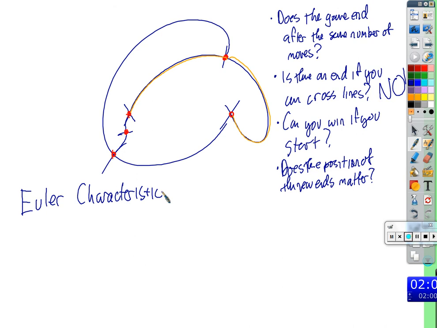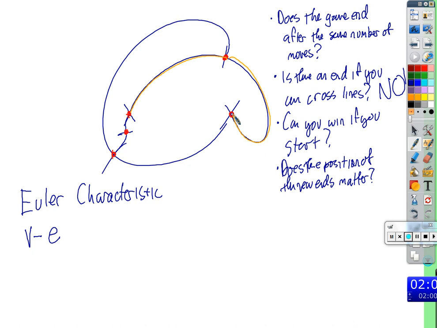What do we call these things? Remember? Vertices. So the number of vertices minus the number of edges, like these are edges. Okay, so the number of vertices in this halfway finished game, or whatever percent finished it is: 1, 2, 3, 4, 5 vertices, minus the number of edges, okay?